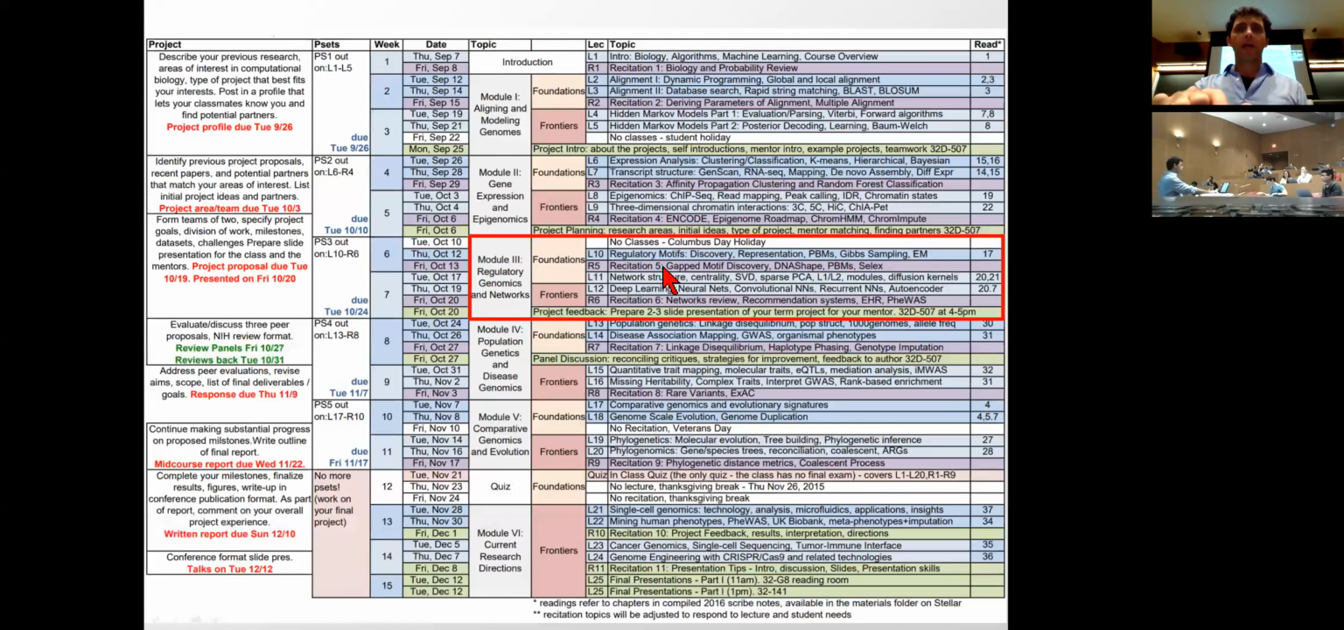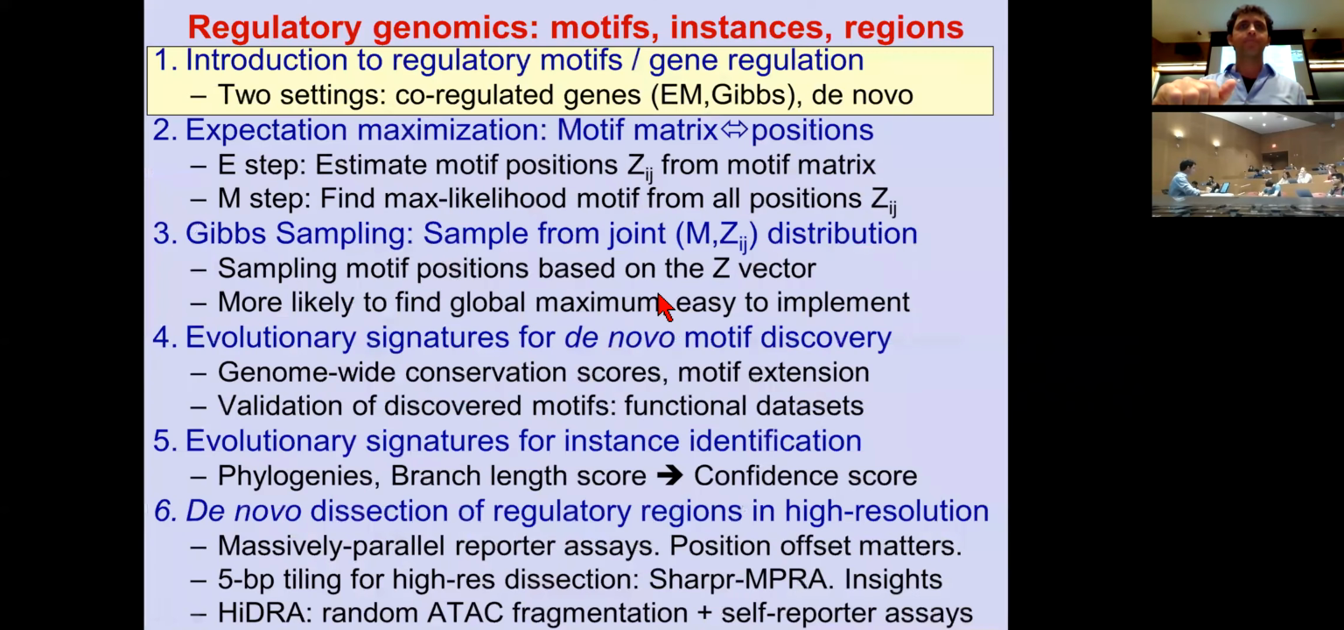So we are now in the first lecture of the third module. We talked about aligning and modeling genomes. Module 2 was all about gene expression and epigenomics. And we're now getting into the circuitry. So today we're introducing the foundation of the regulatory networks inside the cell by learning about regulatory motifs, and how we discover, represent them, and find their targets. Then on Tuesday next week, we're going to be talking about network structure, and on Thursday next week, deep learning.